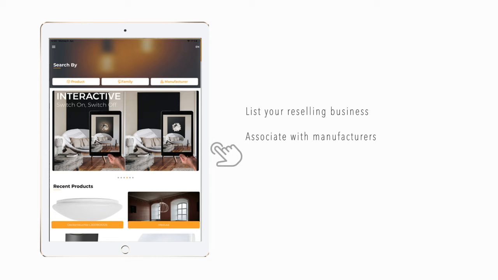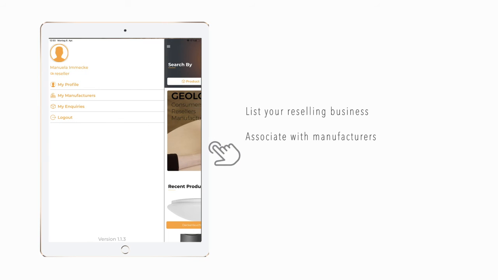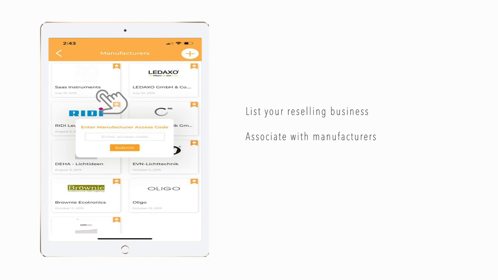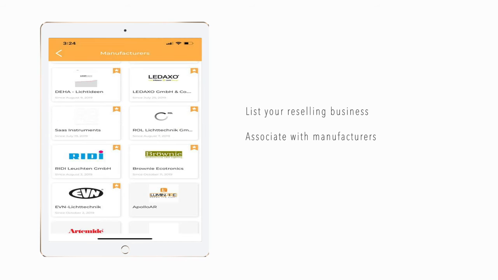Once this has taken place, you will receive an email with a unique code. Now proceed to your profile from the start page. You'll find this on the top left. Go to My Manufacturers and there you will find the plus sign. Please click the plus sign and you'll be asked to insert a code. You received this code with a previous email. You can copy it or insert it manually, and thus you can become permanently associated with the manufacturer as a reseller.